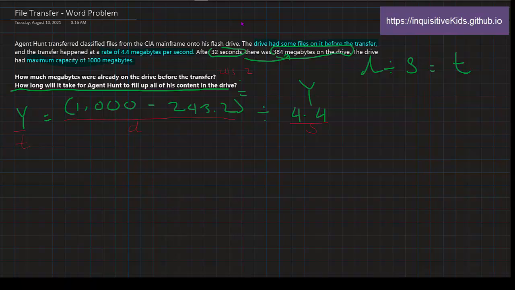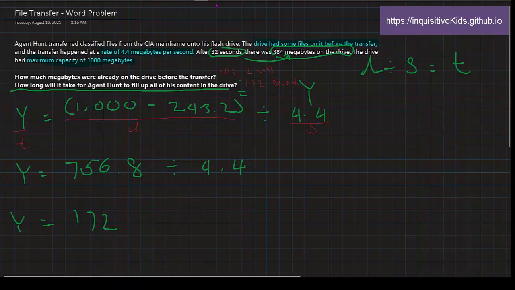So now all we have to do is solve. y is equal to 1000 minus 243.2, and then 756.8 divided by 4.4 is 172. So therefore, the answer to the second problem is y is equal to 172 seconds. Remember the unit there. You're supposed to write megabytes, but I'll write MB for short.